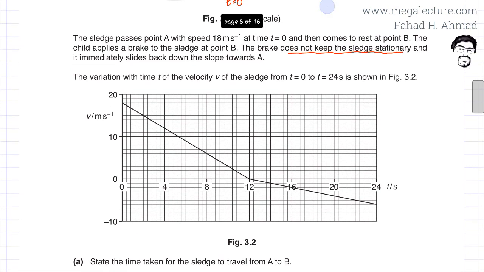So at t is equal to 0, the speed gradually decreases, and this is the rest point, this is the point B where the child is at rest. If you look at the speed at this point, at 12 seconds, this axis is time, so at 12 seconds, the velocity is 0. So this is what's happening.